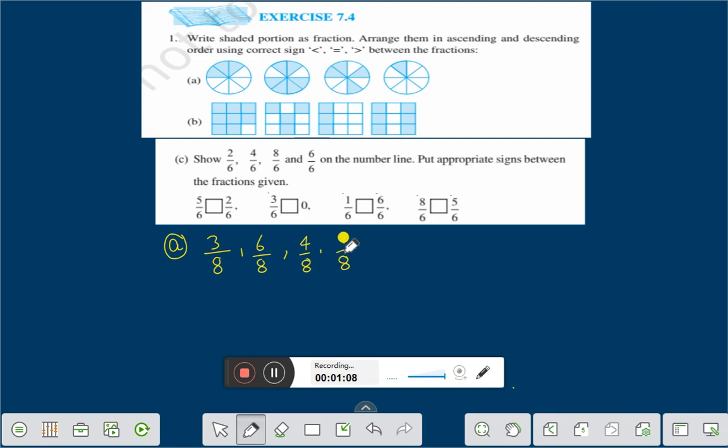Right? First of all, we'll arrange them in ascending order and again in descending order. We are arranging this in ascending order. The least one is 1 by 8. 1 by 8 is less than 3 by 8, and 3 by 8 is less than 4 by 8, and 4 by 8 is less than 6 by 8. This is in ascending order.